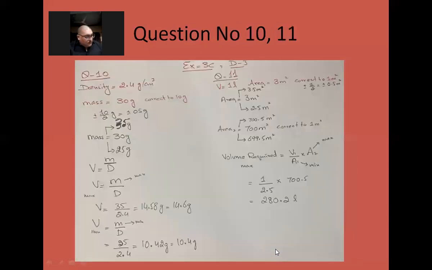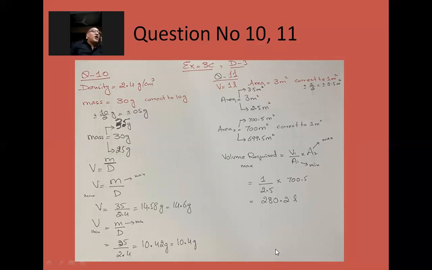So now we are moving to the next question. The next question coming up on your screen is question number 10, and listen carefully to the story of this question. He says, the density of a given material is 2.4 gram per centimeter cube. If its mass to the nearest 10 gram is 30 gram, find its minimum and maximum volume, giving your answer correct to 3 significant figures.